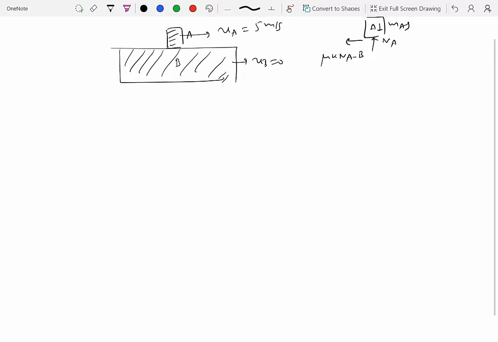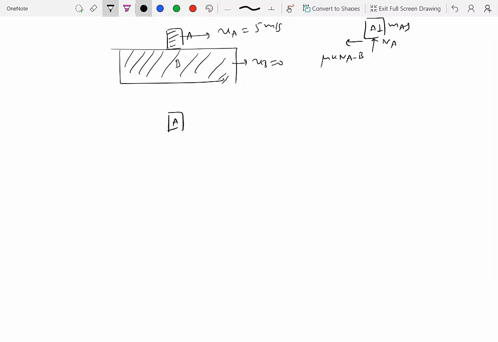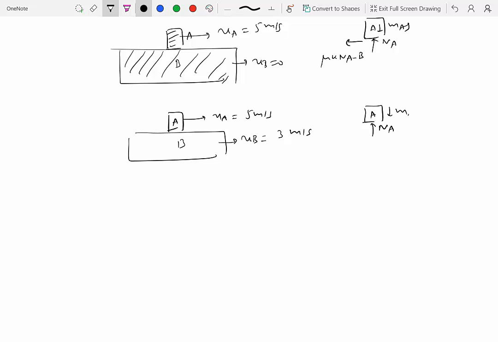Okay, now let me change this problem slightly, and I'll say that I have the same object A, which is still moving with 5 meters per second velocity to the right. Now the B over here is actually moving with a velocity of 3 meters per second. So now both of them are actually moving. A is moving to the right, B is also moving to the right. Now the question is, which way would the friction force on A point? So NA is still the same, weight is still the same, right? But the direction of the friction force, it seems now becomes a slightly difficult question to answer.